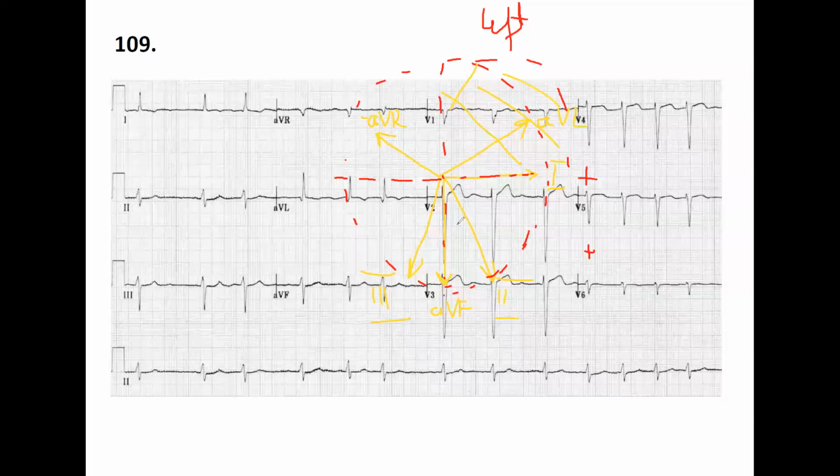The next lead that you should look at is lead number 2. Lead number 2 will tell us whether we have less than minus 30 or more than minus 30. Lead number 2 is positive or equiphasic. It doesn't matter which one you choose. If it's equiphasic, it has to be minus 30.